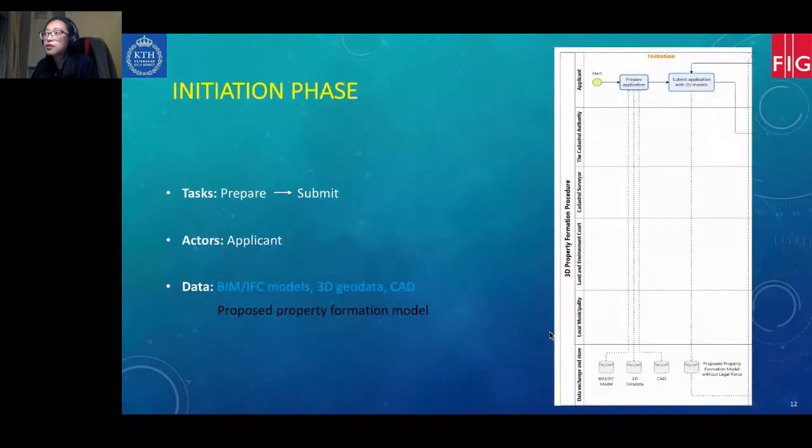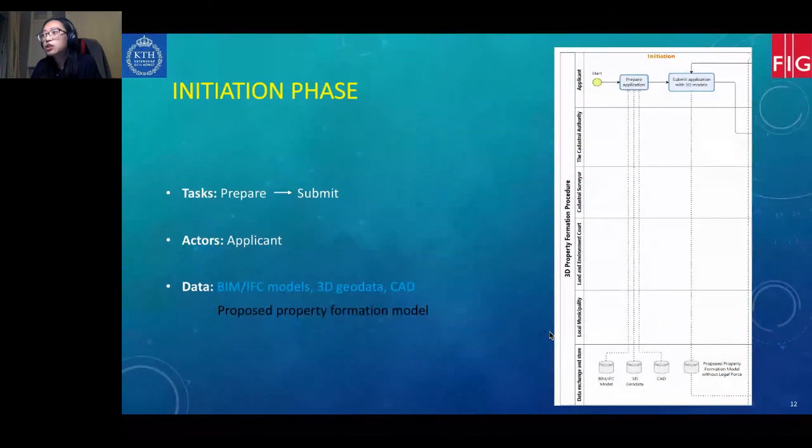So the process starts with the initiation phase when an applicant prepares and submits an application for property formation. And the applicant can access geodata model, plan model, and digital model, and others if they need. And then the application is prepared by the applicant, sent to the surveying authority, and supplemented early in the process with a digital property formation model. And the submitted model is a suggestion for the property formation and has no legal force.